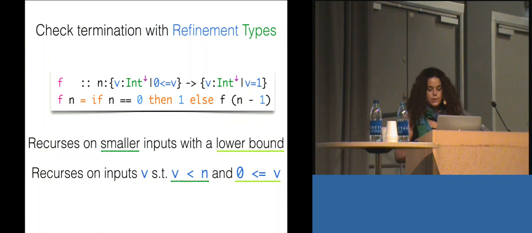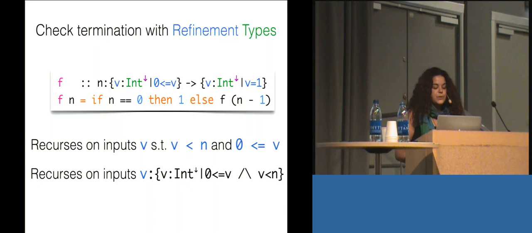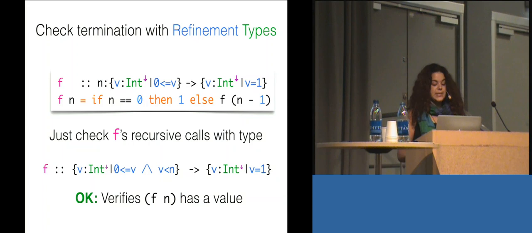It turns out that we can encode both of these pieces of information into a type. So we say that f can only recurse on inputs v that satisfy the type that they are greater than or equal to 0, and they are less than n. We use this type as f's precondition, and to check termination, we just need to check that f recursively calls itself with this appropriate type. So if the refinement type checker says that all f calls satisfy this type, then we know that f of n actually has a value, and the result type of f is actually fine.